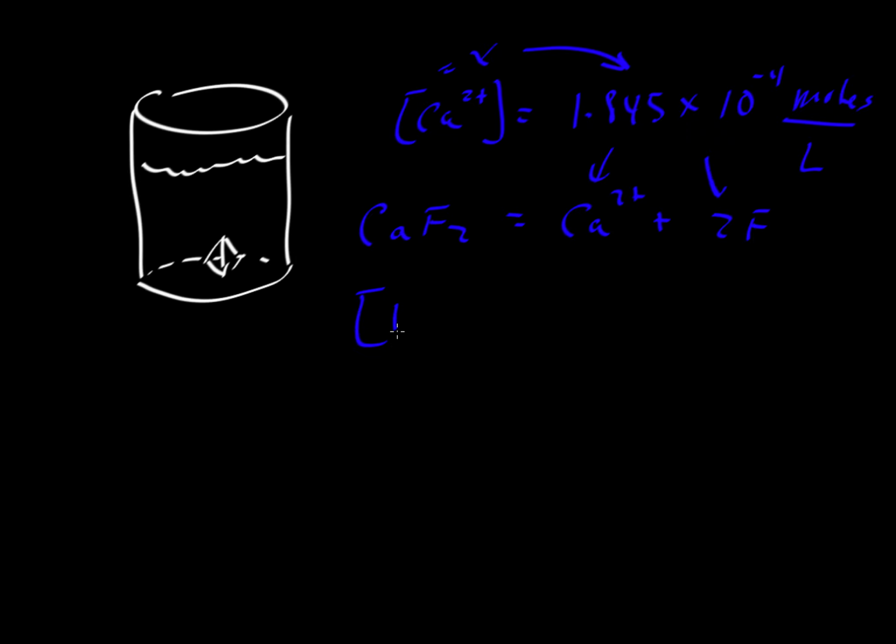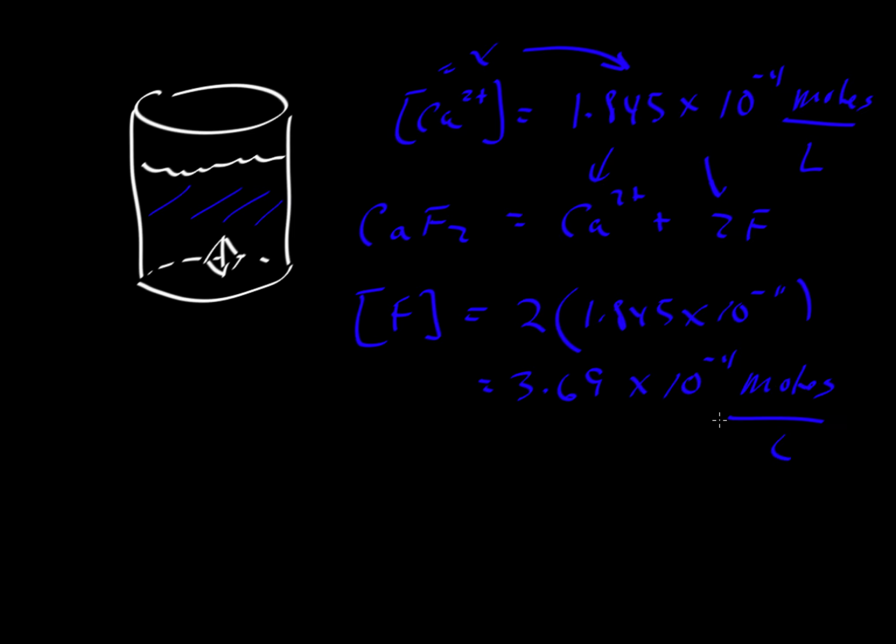So the concentration of fluoride in this solution would then be 2 times 1.845 times 10 to the minus 4, which is equal to about 3.69 times 10 to the minus 4 moles per liter. So there, we've used the Ksp value to get the concentrations of calcium and fluoride ions for a very special case. There are some caveats.